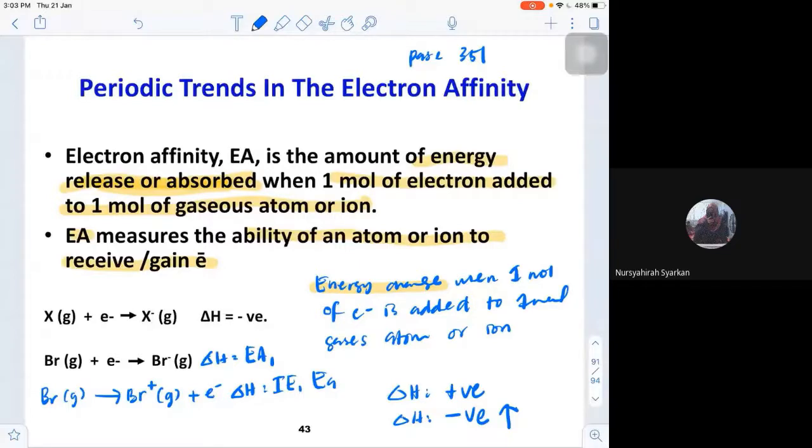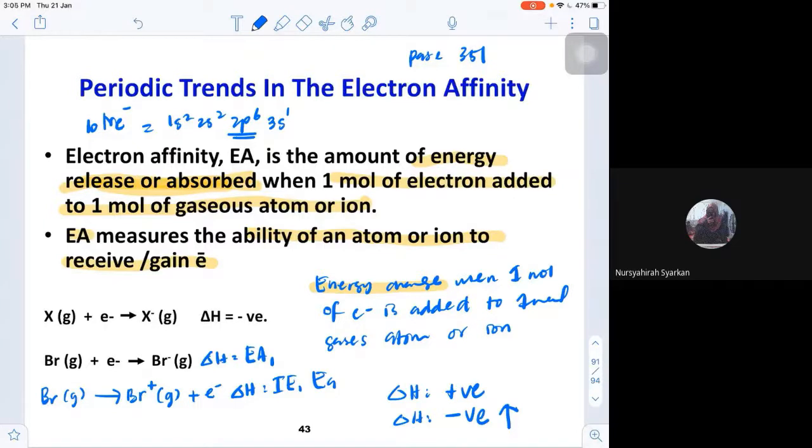So why does neon have an endothermic reaction to receive the electron? Because neon has already achieved the stable configuration, which is 1s2, 2s2, 2p6, a full-filled 2p orbital. If one electron is added to neon, we will disturb the stability of this configuration, and it will make neon turn to Ne minus with the configuration of 1s2, 2s2, 2p6, 3s1. This configuration is not as stable as when neon has full-filled 2p orbitals. So when we disturb the stability of an atom that is already stable, energy needs to be supplied, neon needs to absorb energy, and the process will be endothermic.